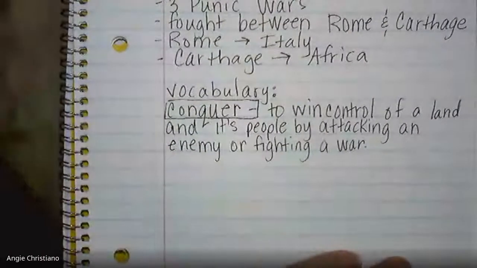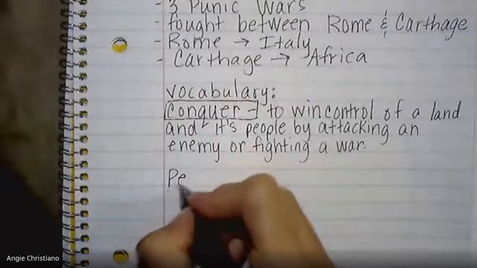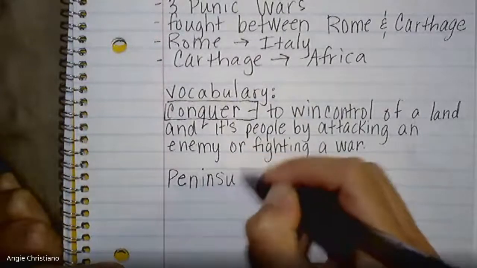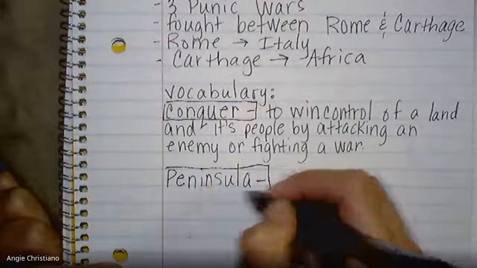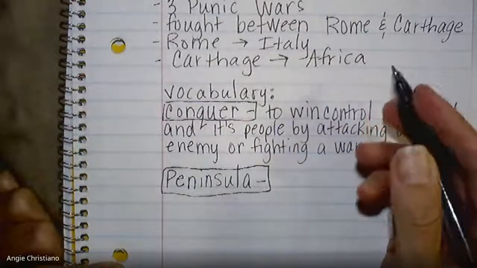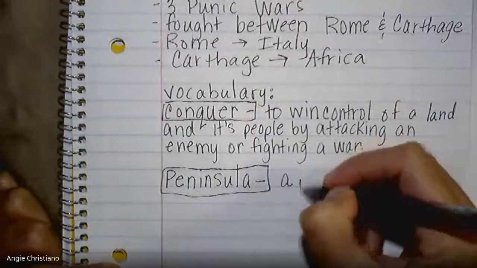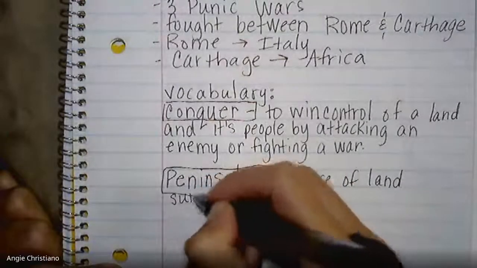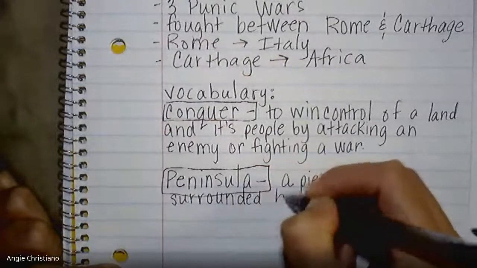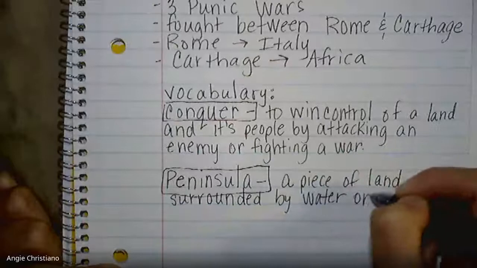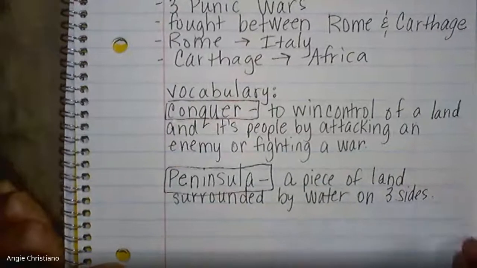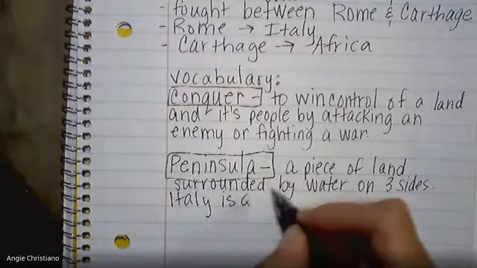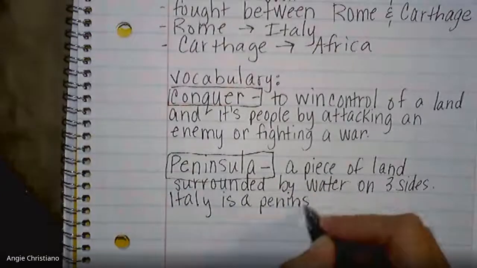Next vocabulary word is peninsula. And a peninsula is a piece of land surrounded by water on three sides. A piece of land surrounded by water on three sides. And of course, we know that Italy is a peninsula.